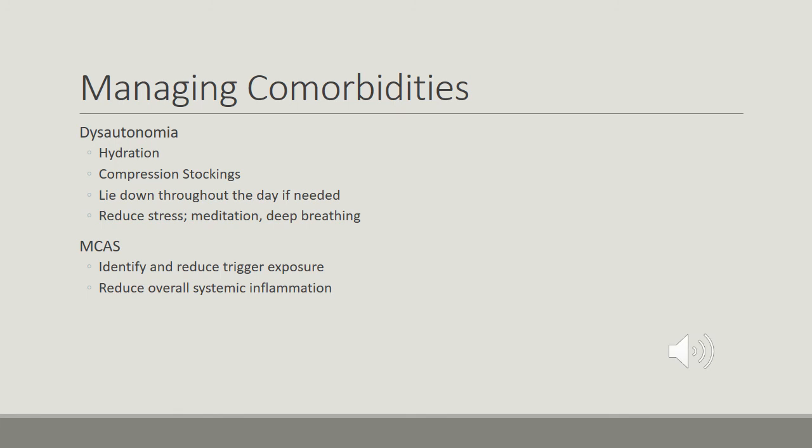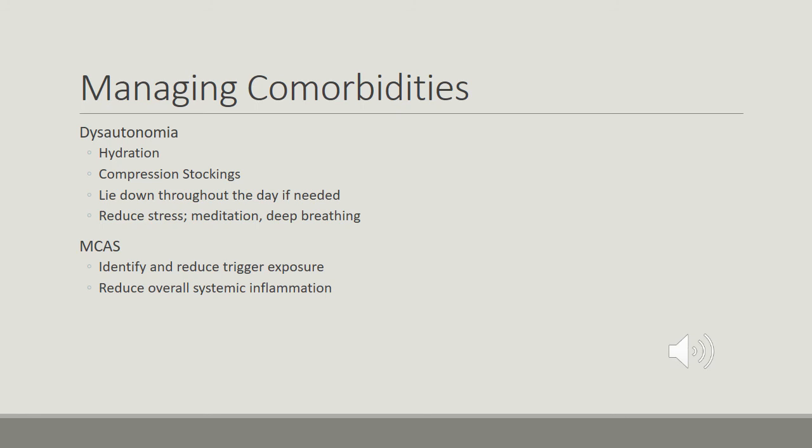With dysautonomia, you want to make sure that you're staying hydrated with quality hydration. So potentially electrolyte mixes and also water, but having that electrolyte mix might help you out a lot. Compression stockings, and I've had people even wear the core compression stockings around their midsection, which seems to help. Everybody's a little bit different, but the legs, down into the ankles, does work well for some. Lying down throughout the day if you need to. Reducing your overall stress, doing meditation, and deep breathing can all help calm down that autonomic system.